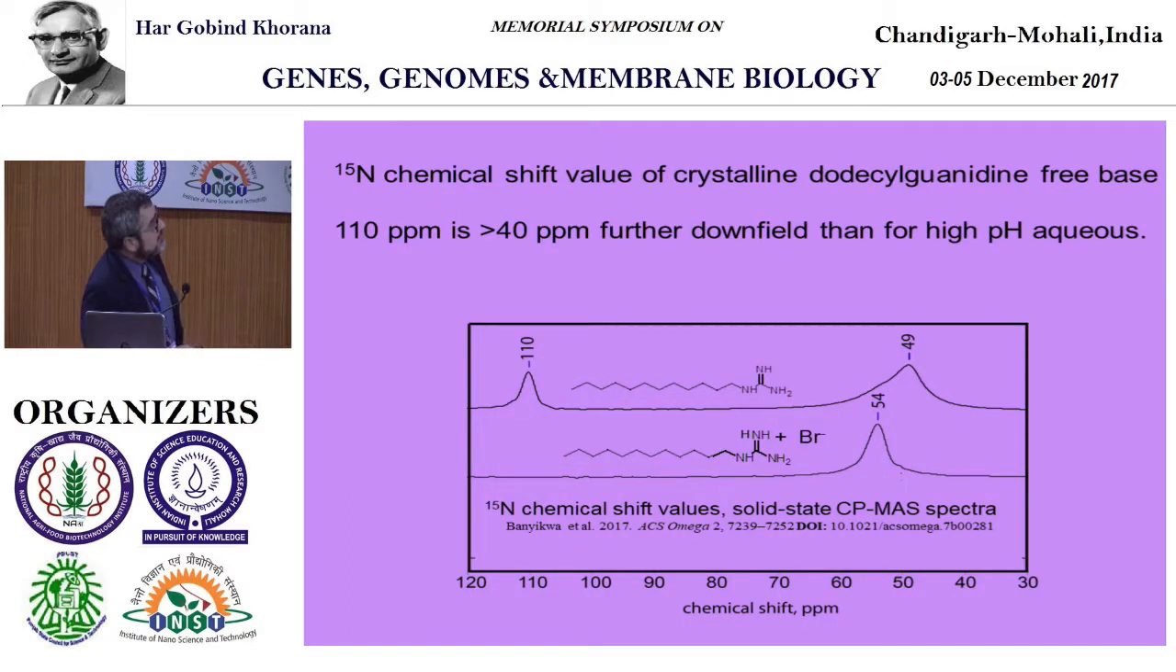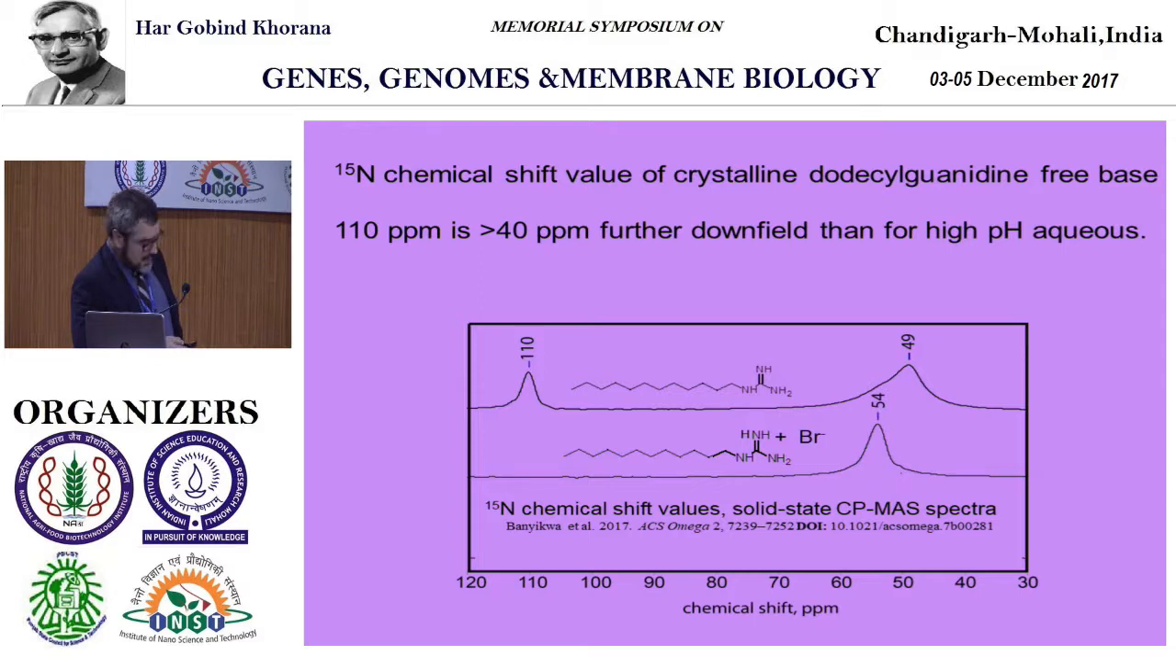We can see this also from N15 chemical shift values, which have never been observed before. For the dodecyl guanidine free base, you can see a nitrogen corresponding to the imino group at 110 ppm downfield. This is the amino nitrogen at 49 ppm. This was measured with 90% N15 labeled dodecyl guanidine, which Andrew synthesized. And again, this is the HBr salt, which shows only a single N15 peak corresponding to both nitrogens. These were synthesized with N15 labels only at the two terminal nitrogens, using dodecylamine plus N15 labeled thiourea as the starting materials.